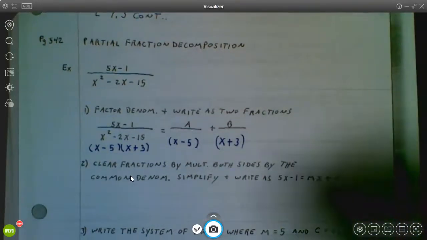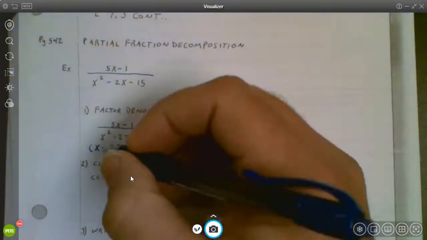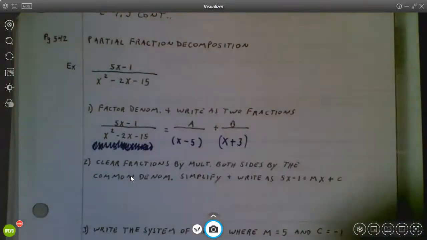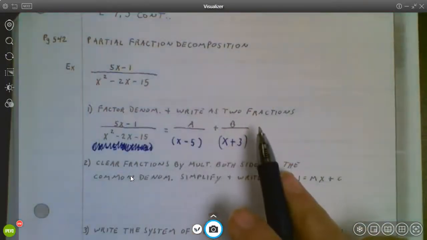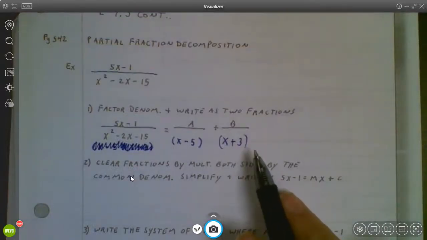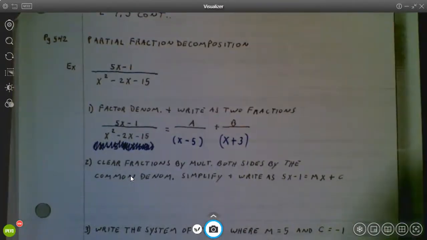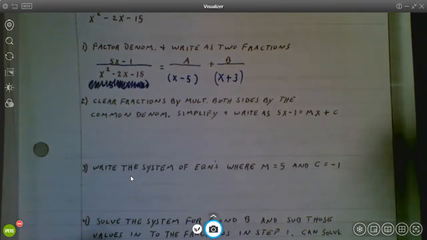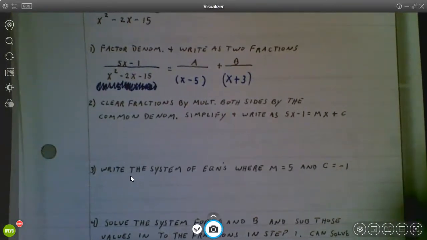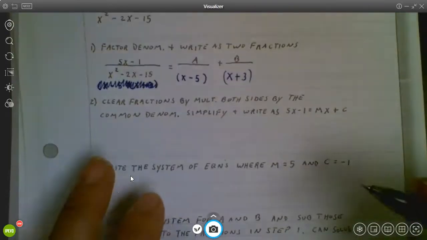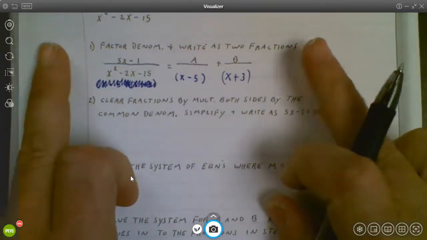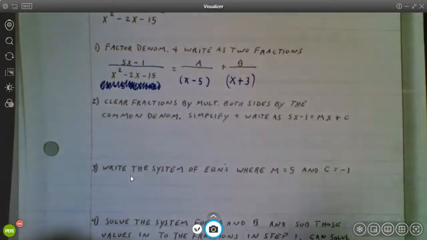What we've done with stuff like this in the past is clear out the fractions by multiplying both sides of this equation by the common denominator. It's always been a way of clearing out fractions within an equation. You figure out the common denominator, multiply it to both sides, and clear out the denominators. So if I were to take this x minus 5, x plus 3, and multiply it times both sides of this, here's what that would look like.